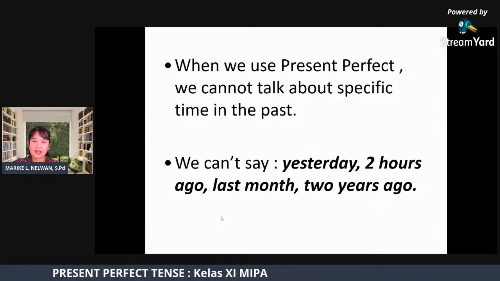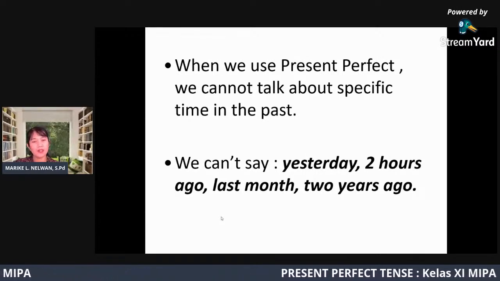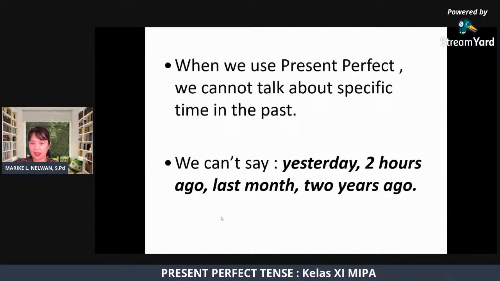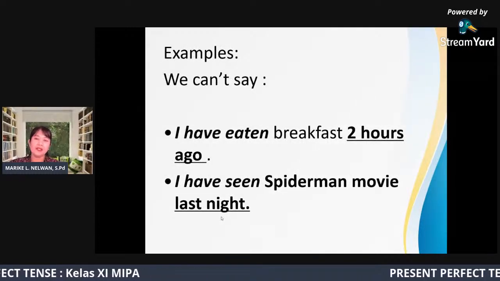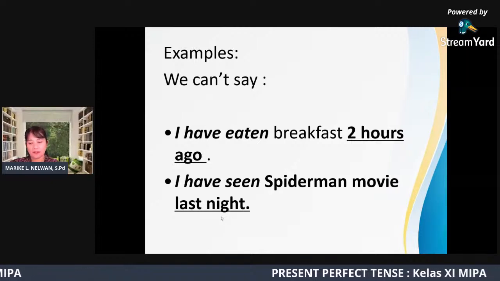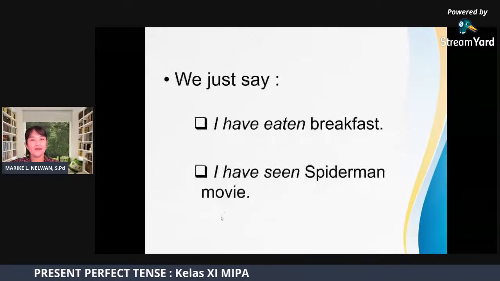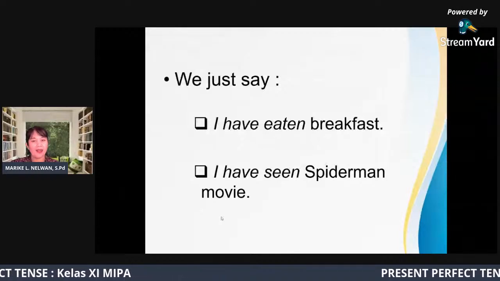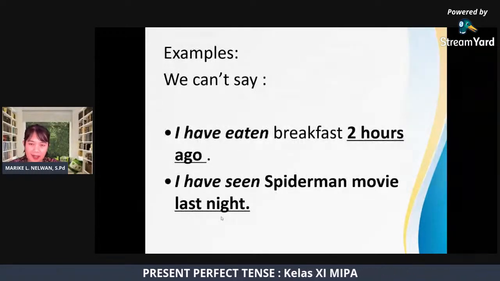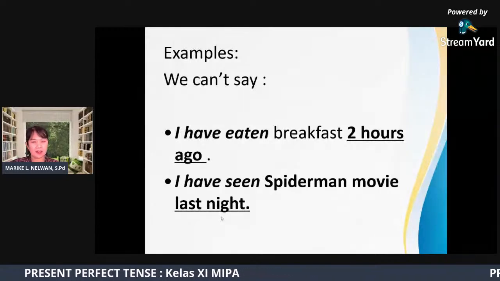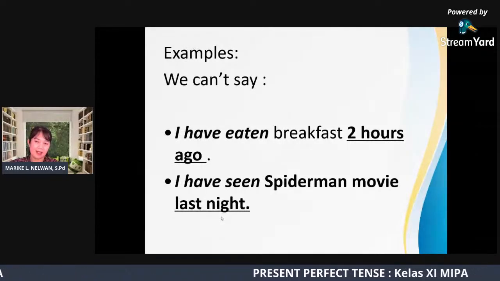We cannot say yesterday, 2 hours ago, last month, 2 years ago, etc. But we have to say that I have eaten breakfast. I have seen Spider-Man movie. We cannot say, I have eaten breakfast 2 hours ago. This is a wrong sentence.